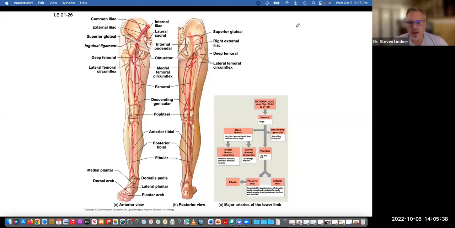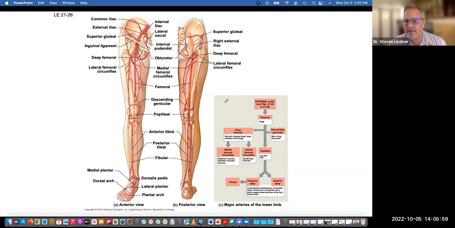We are still on the blood vessels. We're now going to focus on the lower half, primarily of the arterial system. We've already covered a separate video for the head, a separate video of the arm, and a separate video of the trunk. Now we're looking at this, which will cover the lower extremity.